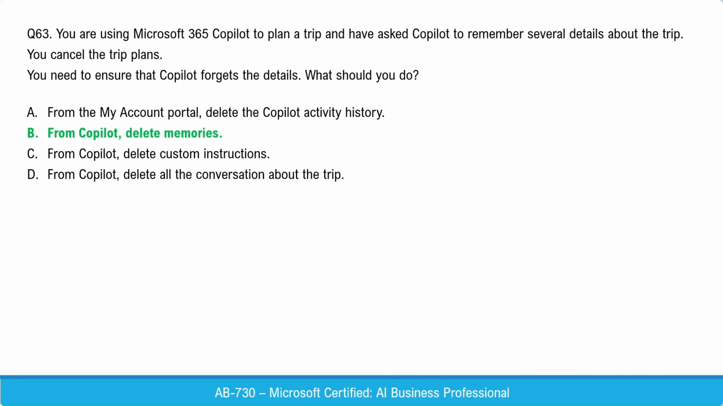Let's understand why. In this scenario, you asked Copilot to remember specific details about your trip. That means those details are stored in Copilot memory. If you want Copilot to forget them, you need to remove them from memory, not just delete the chat. Now let's look at other options. Deleting activity history removes past chats but not stored memory. Deleting custom instructions affects behavior, not stored details. And deleting the conversation also does not guarantee that memory is cleared. So the only correct way is to delete the stored memories directly, making B the correct answer.